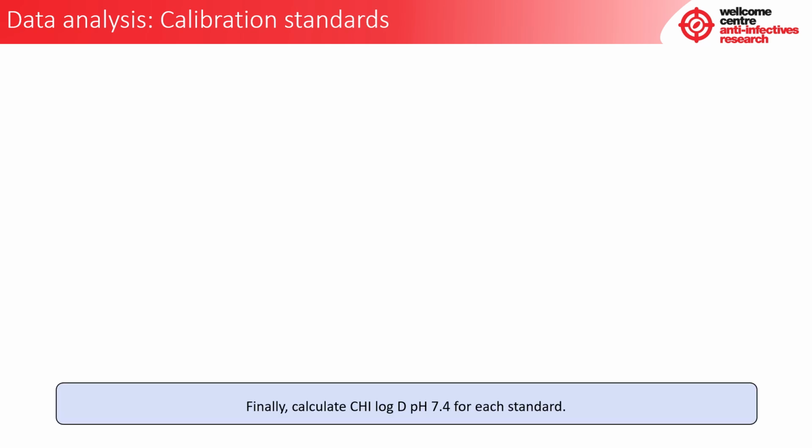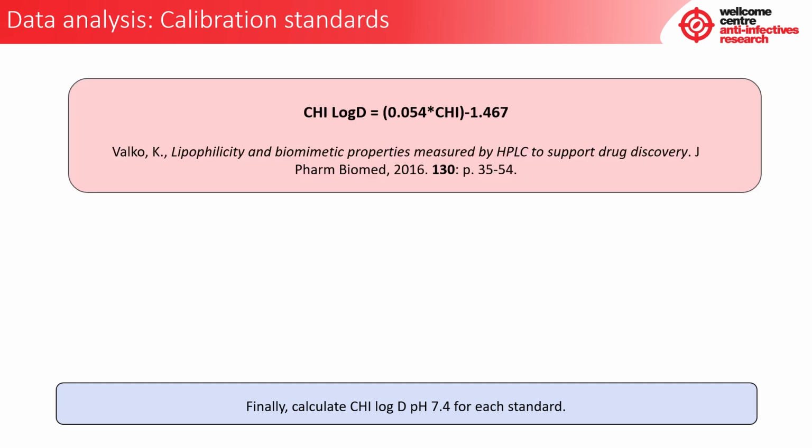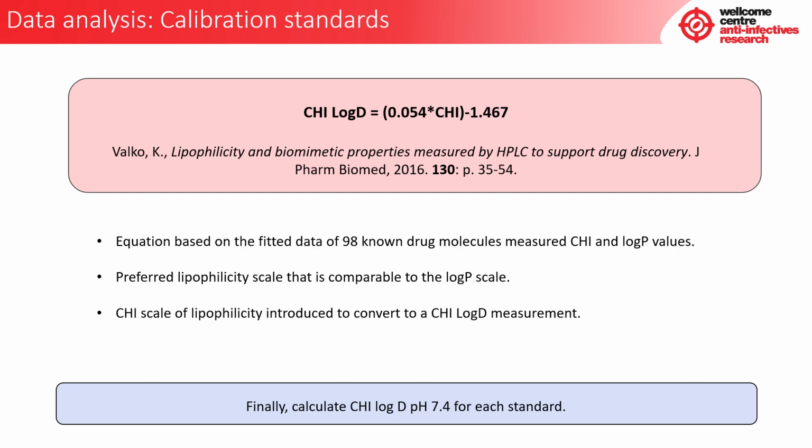Finally, we can calculate our chi log D at pH 7.4 for each standard. To do this, we use the following equation: chi log D equals 0.054 times chi minus 1.467. This comes from a paper from Valko, which discusses the lipophilicity and biomimetic properties measured by HPLC to support drug discovery. This equation is based on the fitted data of 98 known drug molecules measured for chi and log P values.